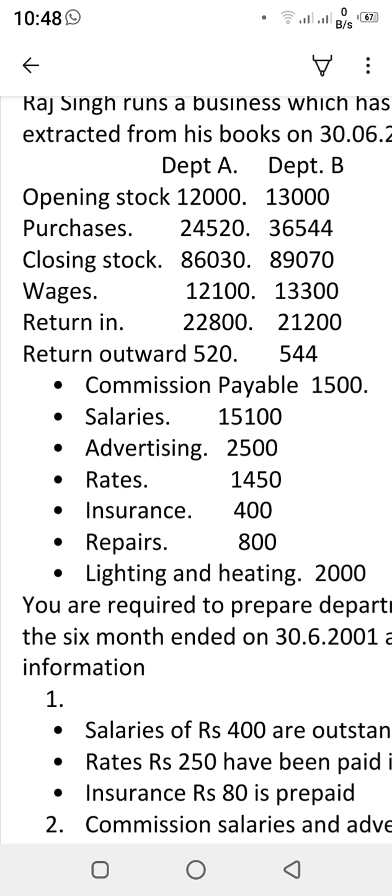As we already know, we are solving a columnar trading account, a question of departments. So how is it possible for me to create a separate inner column for return inward? It will create confusion, difficulty and problems. So what we have to do is write return inward in that specific column of that department, but just write it in brackets.